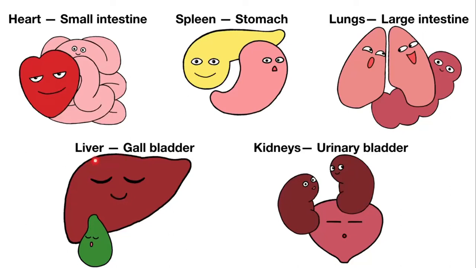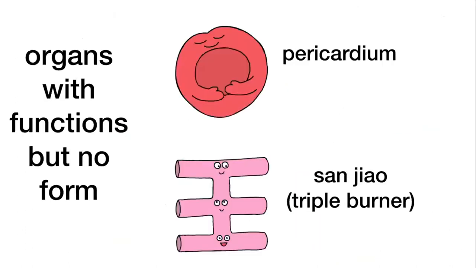and liver and gallbladder. The Chinese medicine people call them GB and UB, because urinary bladder and gallbladder are too long. So to make up 12 organs and 12 meridians, we need 2 more. There are actually 2 more organs we didn't talk about. They are organs with functions but no form.